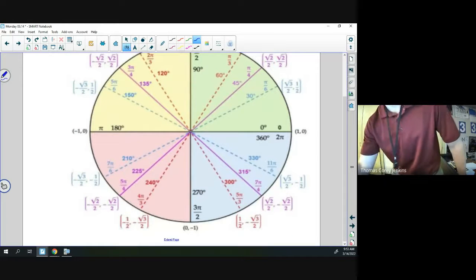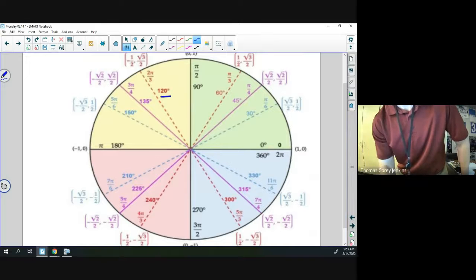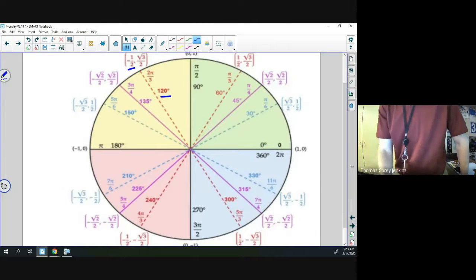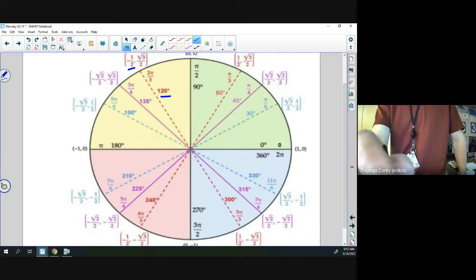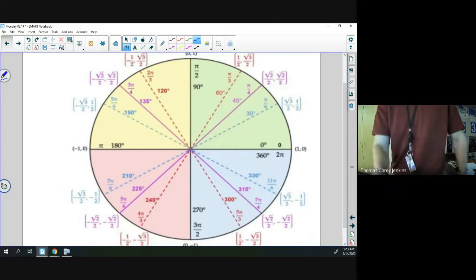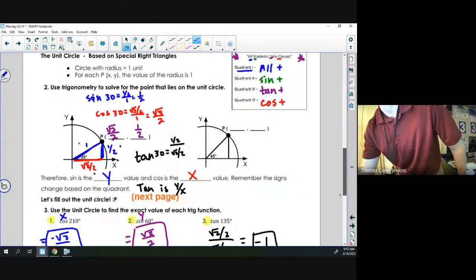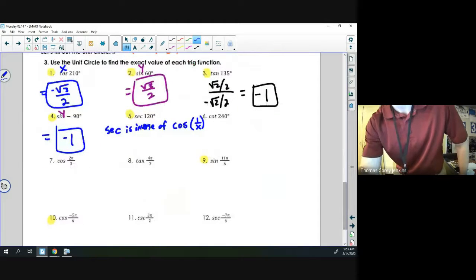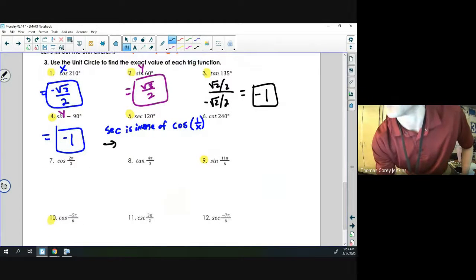All right, so 120 is here. Its x value is -1/2. So let's go try to apply that. So -1/2. All right, so I want to think about how can I simplify then 1 over -1/2.